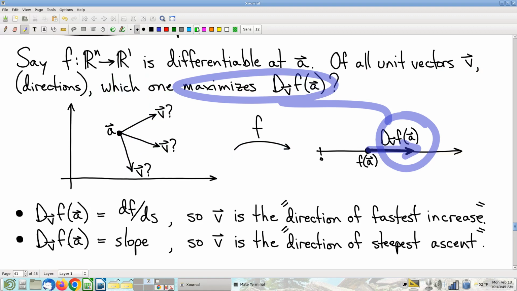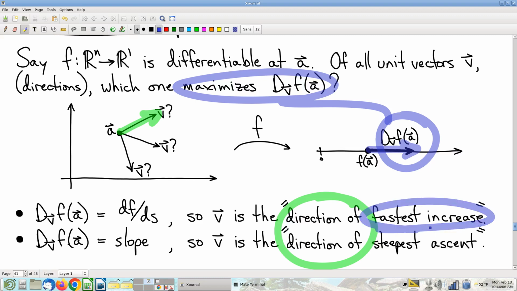So the eventual answer, whatever the direction is, let's say it's that way. That direction can be described in two different ways. It's the direction that maximizes the directional derivative. Okay, but what does that mean? What is the directional derivative? The directional derivative is telling you how fast the function is increasing. So direction of fastest increase is a pretty reasonable thing to call this. Right? Whatever direction I go to make the function increase as fast as possible, direction of fastest increase.